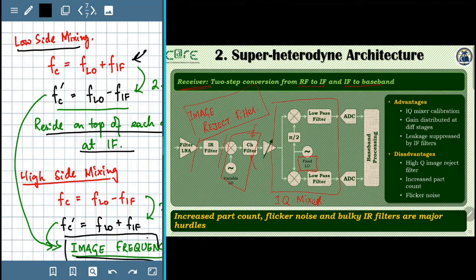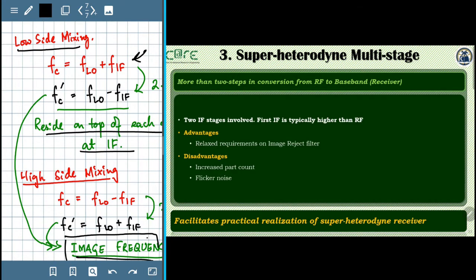Now the next 2 architectures that we are going to talk about are basically variants of the same superheterodyne architecture. This is the multi-stage superheterodyne architecture. As the name implies, it involves more than two steps in conversion from RF to the baseband at the receive side. Typically, it's of use at the receive side, and the motivation can be explained as follows.